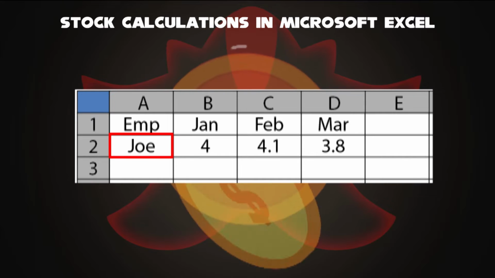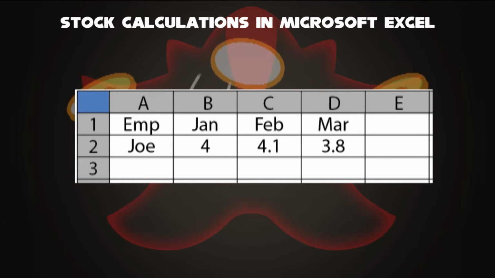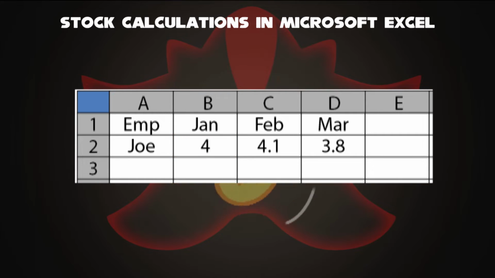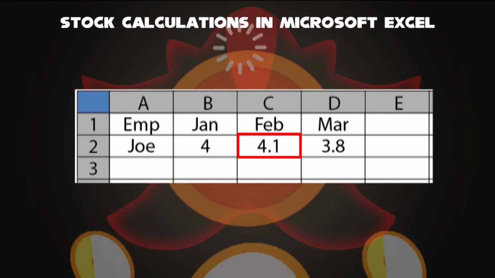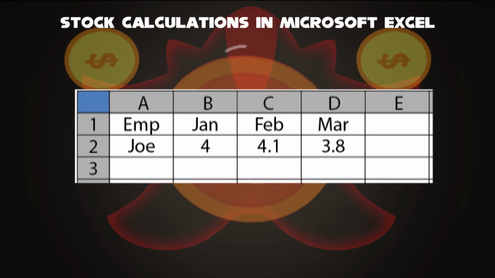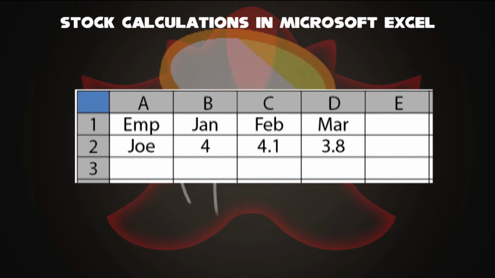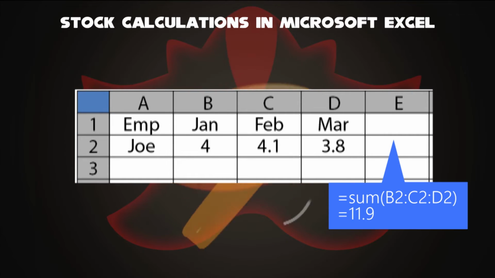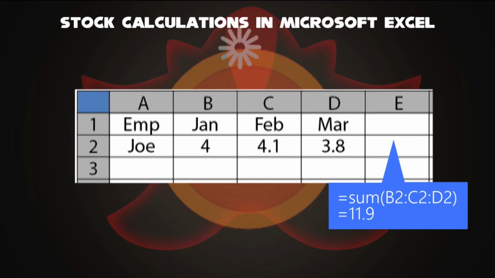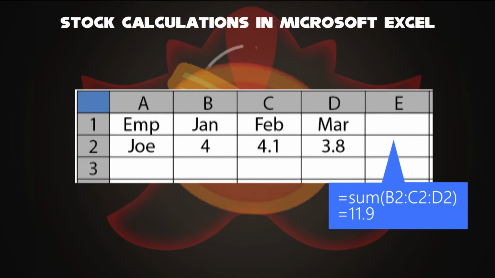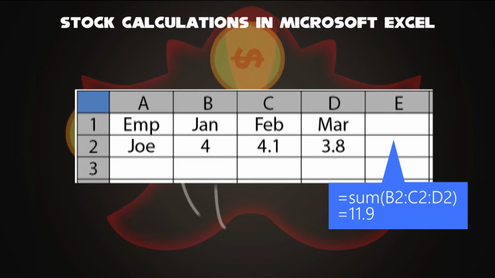Take Joe as an employee and is given the first 3 months. He received $4,000 in the first month, then $4,100 in the next month, and $3,800 in the third month for cells B2, C2, and D2 respectively. What you have to write is the sum: first put the equal sign and SUM, then write the cell entries in parentheses with the help of a colon operator instead of plus.